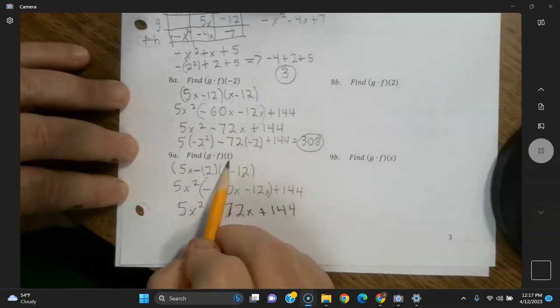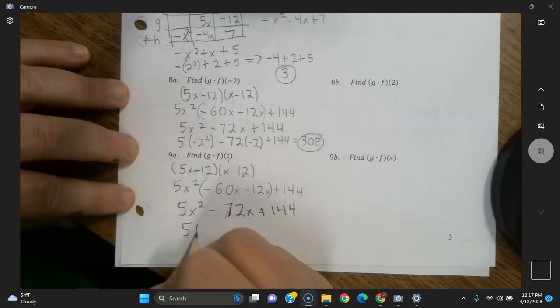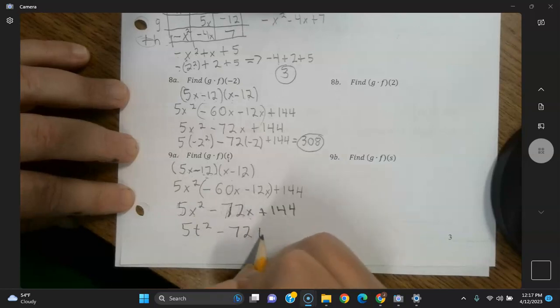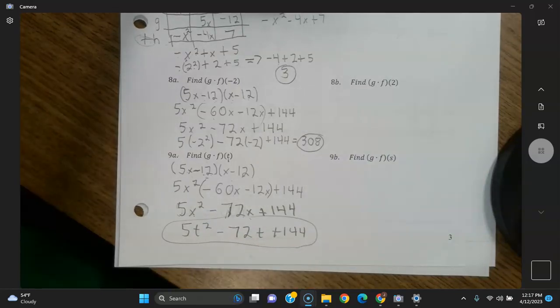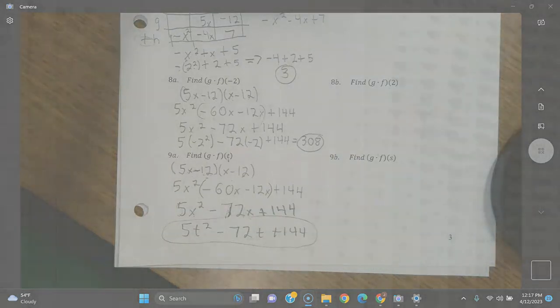And now all they're saying is plug t, and it could be any number, in for x. So it's 5t squared minus 72t plus 144. And that's it. That's all you have to do. No number to deal with or crunch. You just put the t in for the x. Okay, and that's that. All right, you do 9.